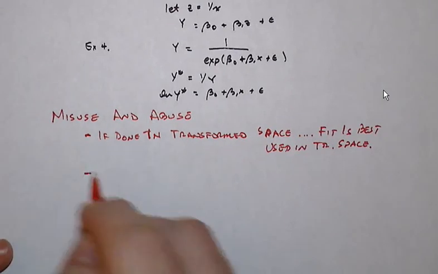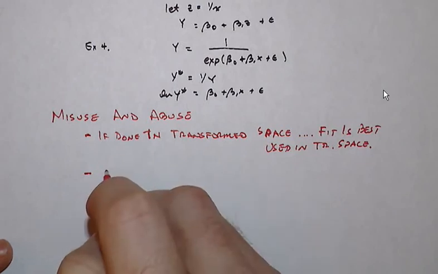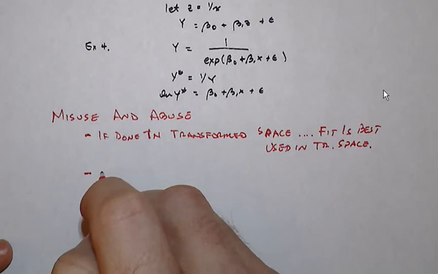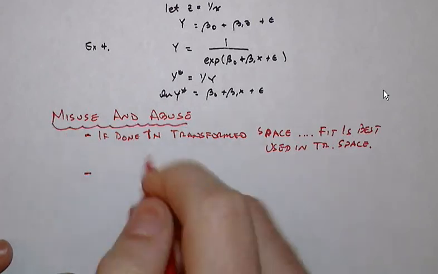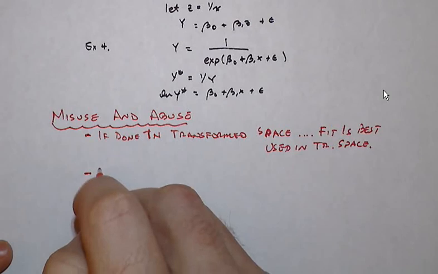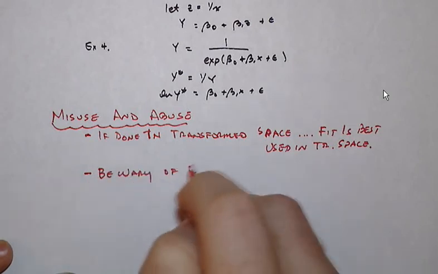In a more general kind of standpoint, and this is not just associated with transform variables now, you need to also be thinking about, be wary of, extrapolation.